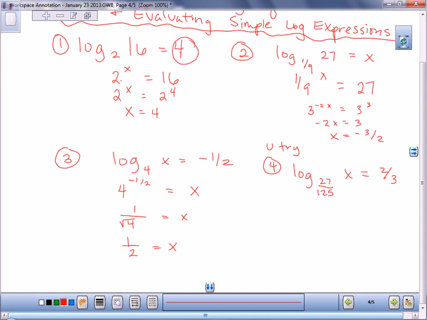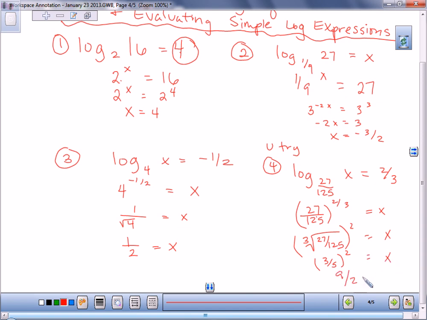Take a look at this one. Our base is 27/125. Our exponent is 2/3, and it equals x. So 27/125 raised to the 2/3 equals x. So this goes back to what we just did. We're taking the cube root of 27 over 125 and then squaring it. Well, the cube root is 3/5, and 3/5 squared is 9/25.